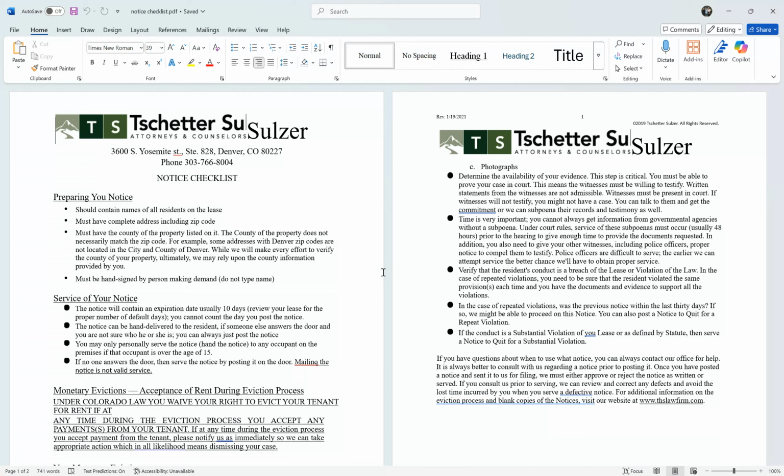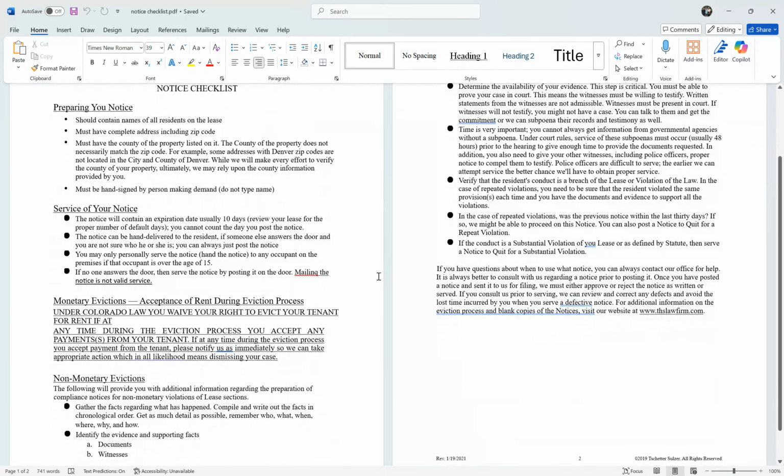Service of your notice. The notice will contain an expiration date, usually 10 days. Review your lease for the proper number of default days. You cannot count the day you post the notice. The notice can be hand delivered to the resident. If someone else answers the door and you are not sure who he or she is, you can always just post the notice. After I do that, I always take a timestamp picture with my phone if I was to do it, but I don't do that anymore. I would rather hire that out.